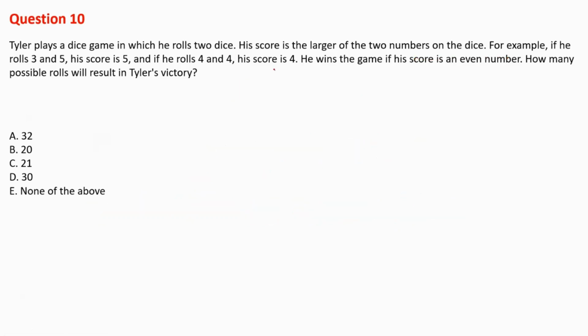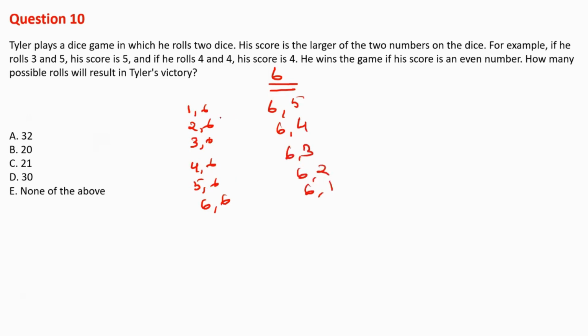If we consider 6 as the higher number, what are the possible outcomes? 1, 6; 2, 6; 3, 6; 4, 6; 5, 6; 6, 6. We go again reverse: 6, 5; 6, 4; 6, 3; 6, 2; and 6, 1. That gives me 1, 2, 3, 4, 5, 6, 7, 8, 9, 10, 11 possible outcomes. We had 10 earlier, 10 plus 11, 21 possible outcomes. Hence, option C is our answer.